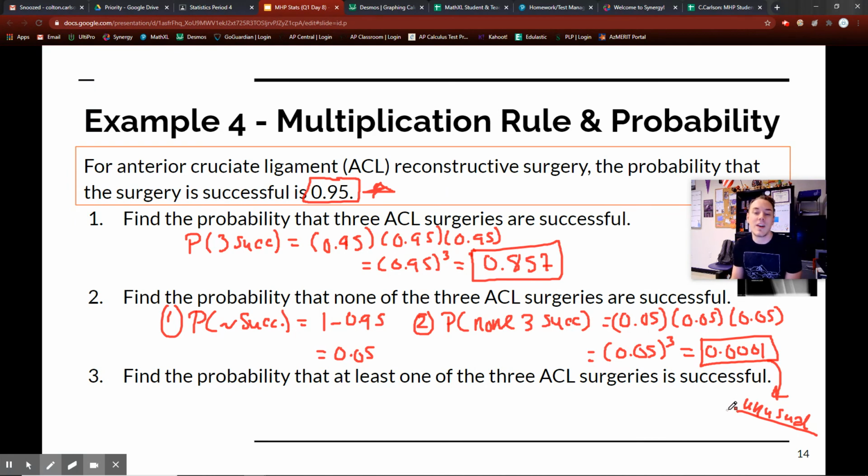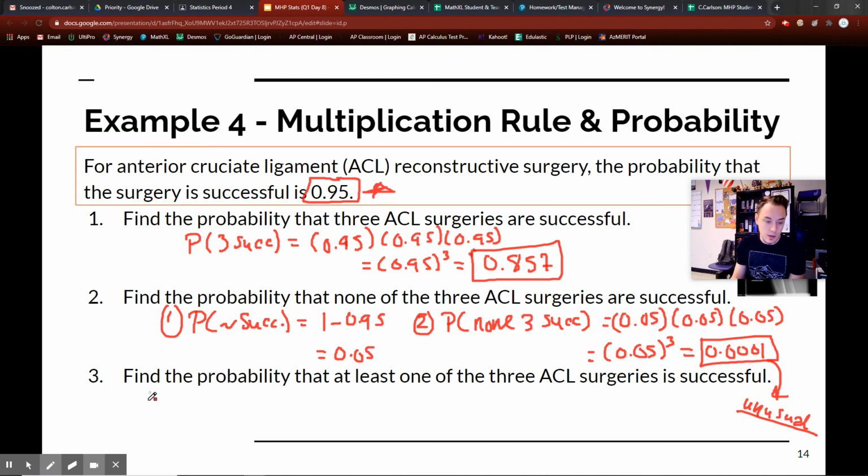Because it's less than 5%. Okay? It's less than 5%, that means it's unusual. All right? So since this is less than 5%, it is unusual. Okay? Find the probability that at least one of the 3 surgeries is successful.